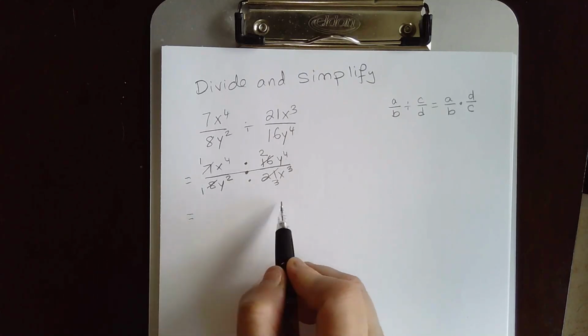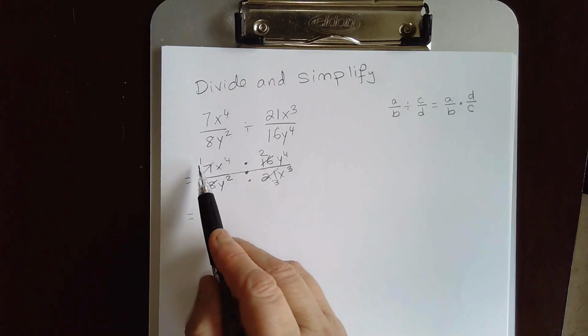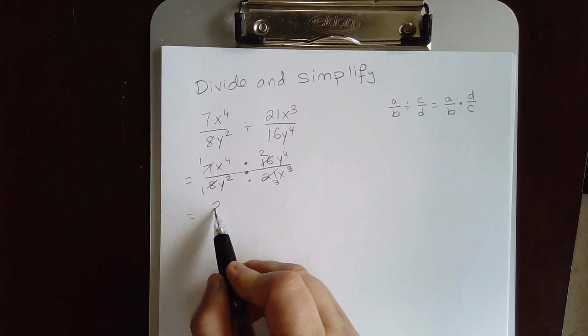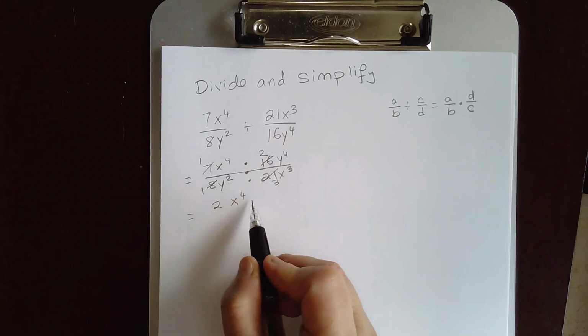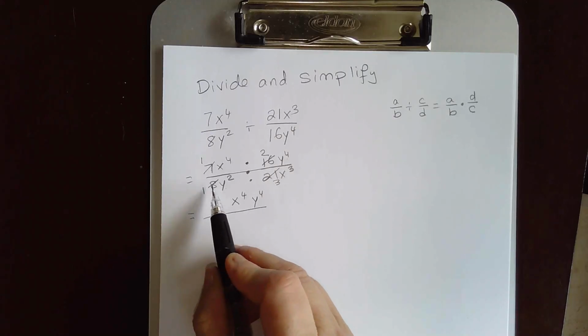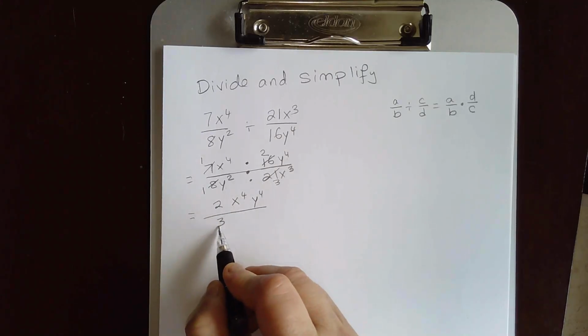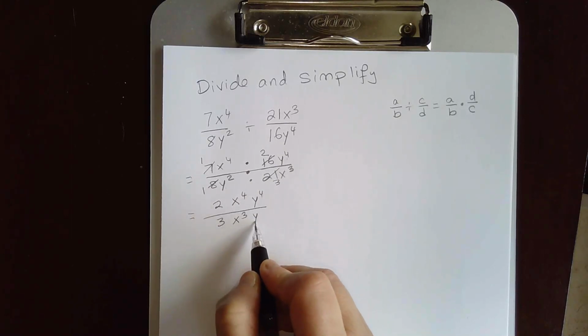So let's go ahead and write it down here. What do we have in the numerator? Writing the numbers first. 1 times 2 is 2. You have x to the fourth times y to the fourth over, writing out the number first, 1 times 3 is 3, x cubed times y squared.